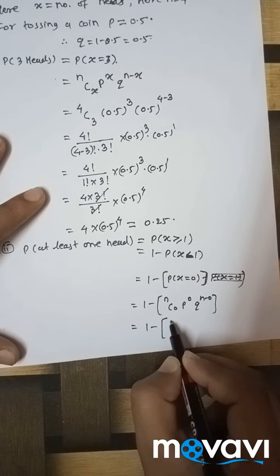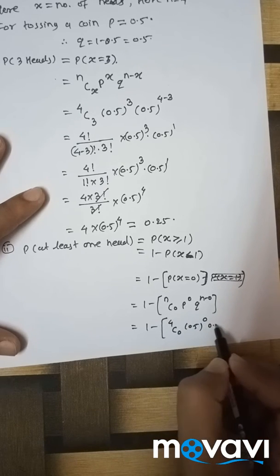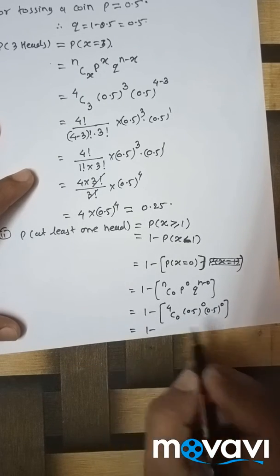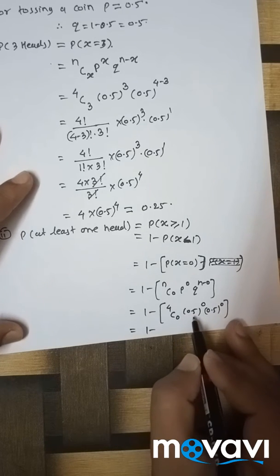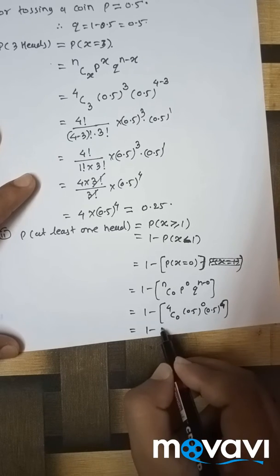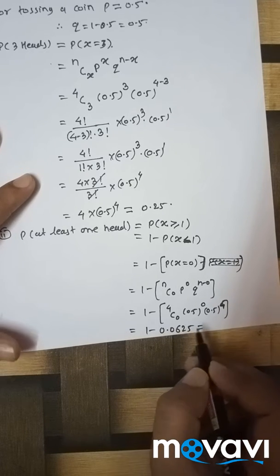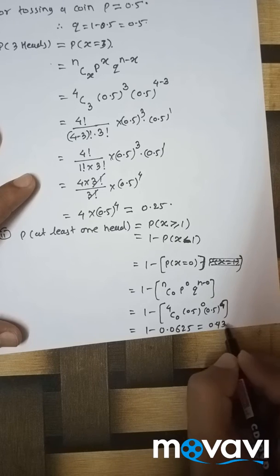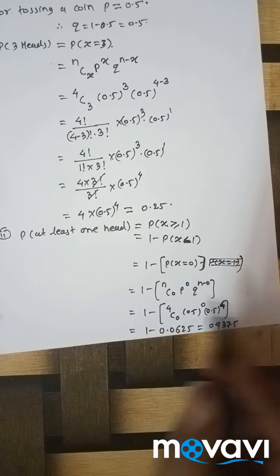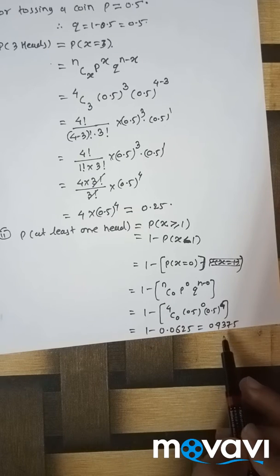Here n is 4. 4C0, p means 0.5 raised to 0, 0.5 raised to 0. This is equal to 1 minus 4C0 into 0.5 raised to 4. 0.5 raised to 4, if we calculate, we get 0.0625, and 1 minus 0.0625 is 0.9375. Final answer is 0.9375. The probability of at least one head is 0.9375.